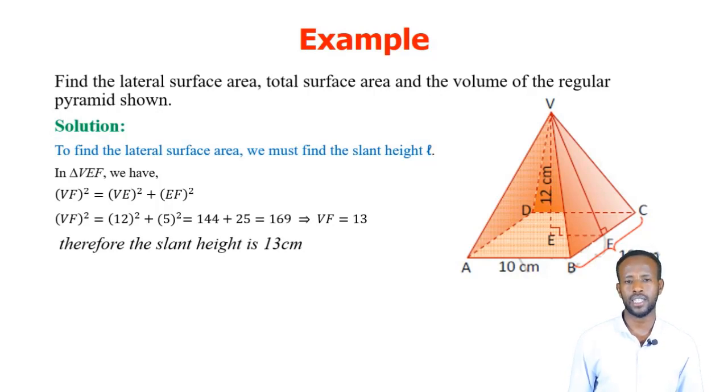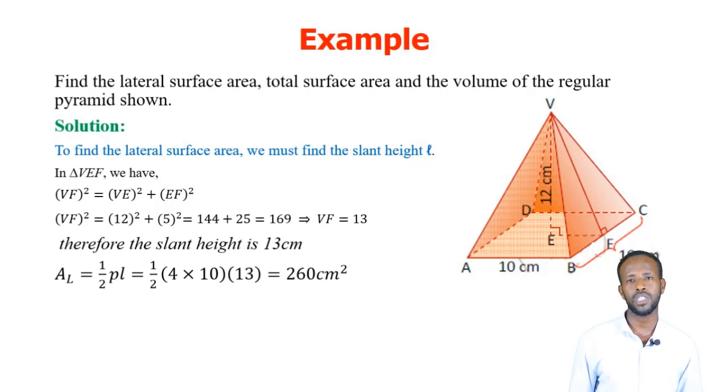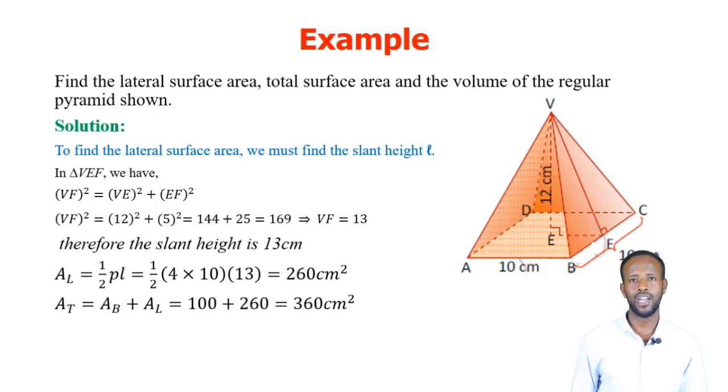Now we can find the lateral surface area. The lateral surface area is equal to one half P times L. The perimeter is 4 times 10, which is 40. 40 divided by 2 is 20. 20 times 13, 260 centimeters square is the lateral surface area. The total surface area is simple because we have half of our answer. Now, AT will be area of the base plus AL, 100 side square, plus 260, 360 centimeters square.